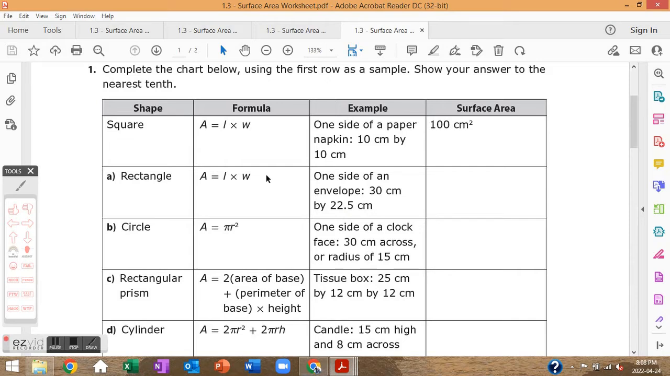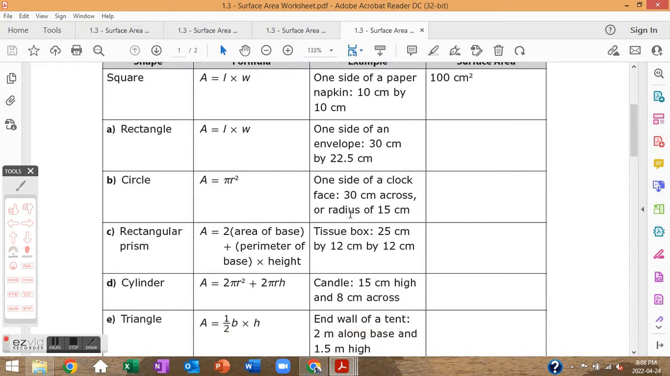Okay, length times width for a rectangle, same idea. What's the surface area? Okay, circle, pi r squared. One side of a clock face, which is 15 centimeters across, or with a radius of 15 centimeters. Remember that, there we go. This little r here, that means radius.